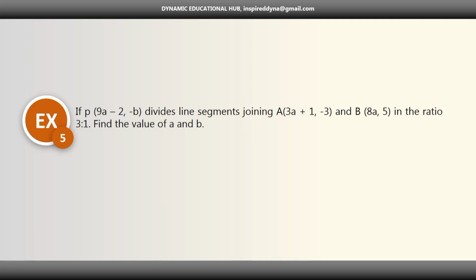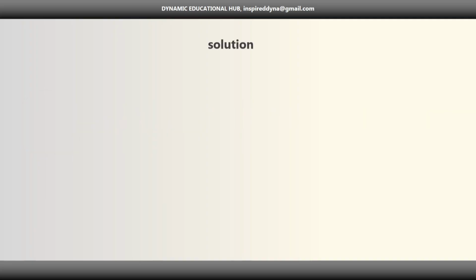So if you have to solve this question, the first thing that should strike your mind is you are going to use the ratio formula, division of a line using ratio. Now let's see how to start. In the question we are given A, which is 3a plus 1 comma minus 3. We are given B, 8a comma 5, and we are given point P, which is 9a minus 2 comma minus b, and we are told that this point divides this line AB in ratio 3:1, so you can use m1 ratio m2, and that is 3:1.